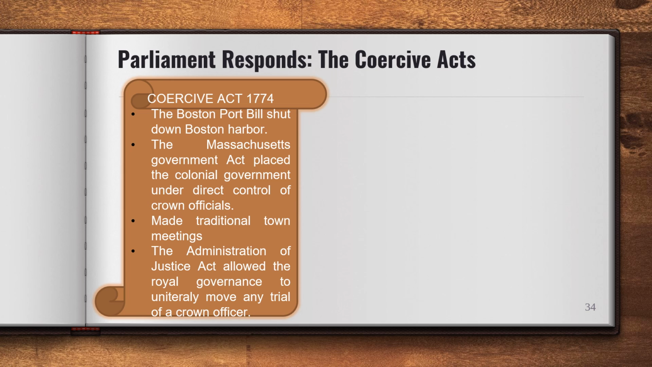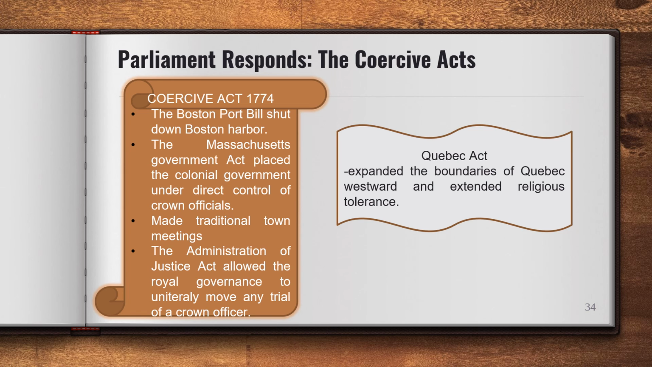Then, at the same time, Parliament also passed the Quebec Act, which expanded the boundaries of Quebec westward and extended religious tolerance, specifically to the Roman Catholics in the province. This act also appeared to be a slap in the face of the colonies angered by the Coercive Acts. So, to sum up, these acts, which were the Coercive and Quebec Acts, were renamed the Intolerable Acts among the American patriots.